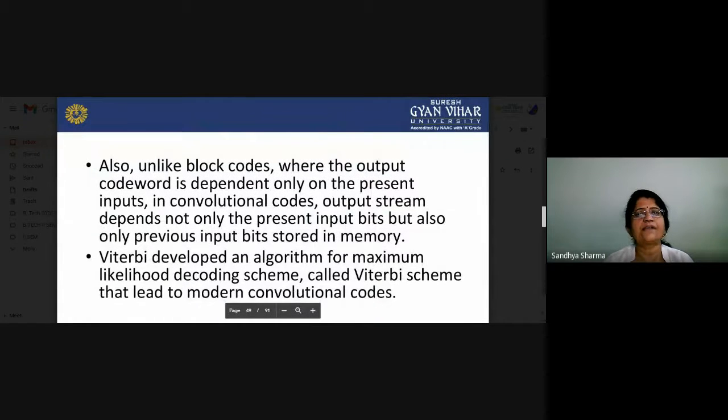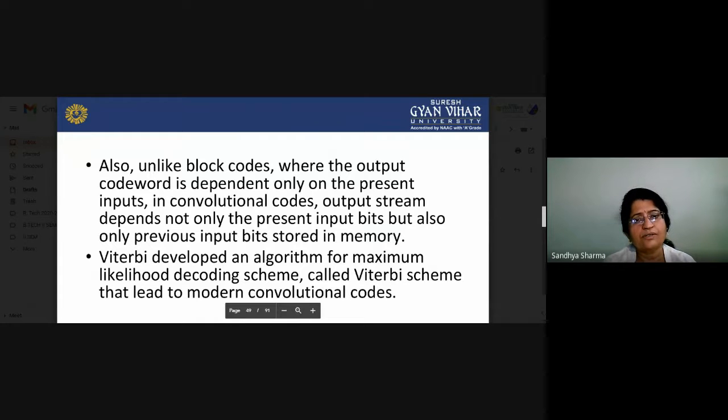Also, as we have seen in block codes, the output code word depends only on the present input. When we are talking about the linear block code, the output bit is responsible only for the present input. But if we are talking about the convolution code, the output stream depends not only on the present input but also on the previous input bits stored in the memory. So there are memory devices included in our convolution code, while in block codes there are no memory elements.